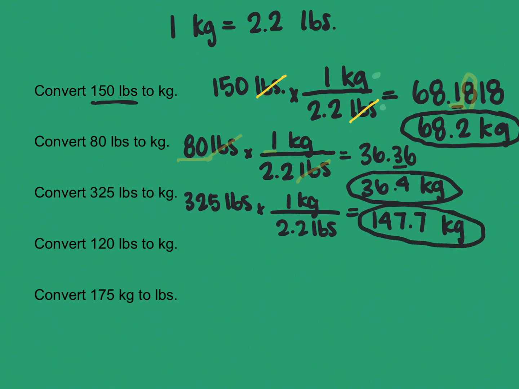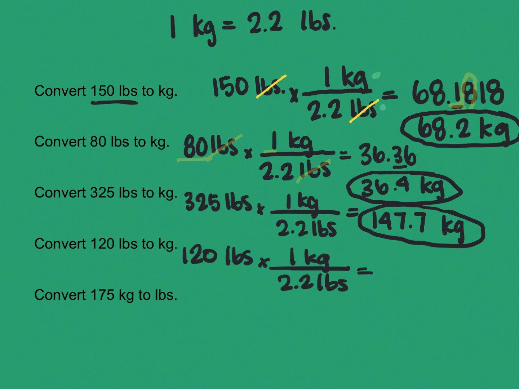All right, moving along to the next question, 120 pounds times our conversion factor of 1 kilogram and 2.2 pounds. Some students will ask me, do these conversion factors change? Well, unless we change how we measure things, no. 2.2 pounds always equals 1 kilogram. 1 kilogram always equals 2.2 pounds. So that will stay the same.